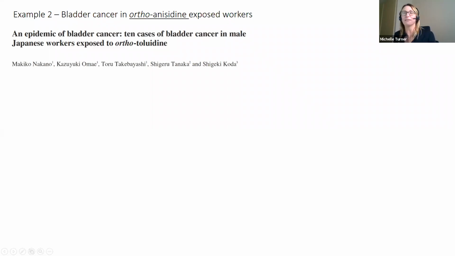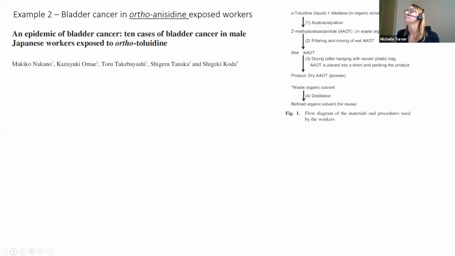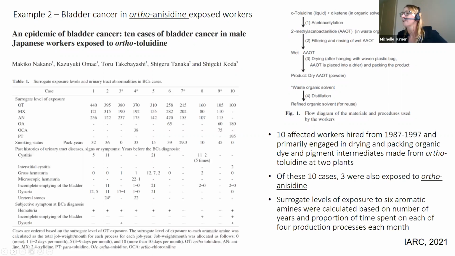Thank you. So here's another example. This is an example about bladder cancer. Here we have 10 cases of bladder cancer in male Japanese workers exposed to orthotoluidine. This case series was published in 2018. This paper talks about these workers who are working in the dye industry. It describes the production process and how most workers, I think, are involved in the drying and distillation of this whole process, which involves different types of solvents and different types of exposures to the workers.